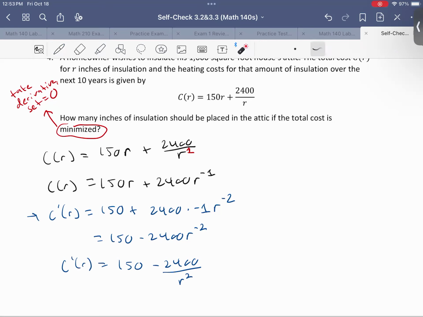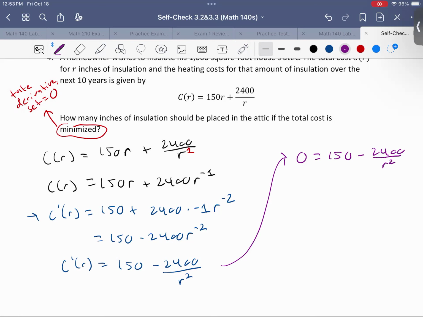Okay, so we took our derivative, right? Now what we've got to do is set it equal to 0 and find out how much insulation we need to minimize this cost. So let me go ahead and bring the work up here, but I'm going to set it equal to 0, right? So 0 equals 150 minus 2,400 over R squared. So I'm just going to add 2,400 over R squared to both sides. Okay, this guy cancels out. So what I'm left with is 2,400 over R squared equals 150.